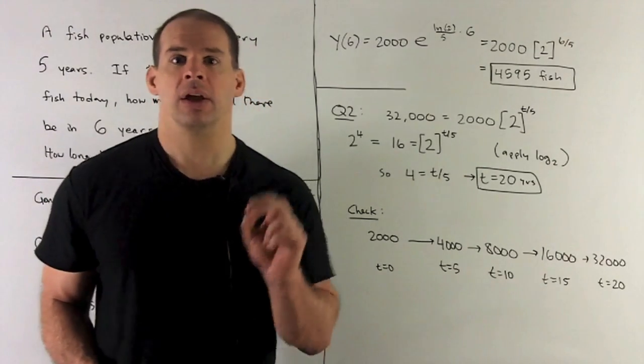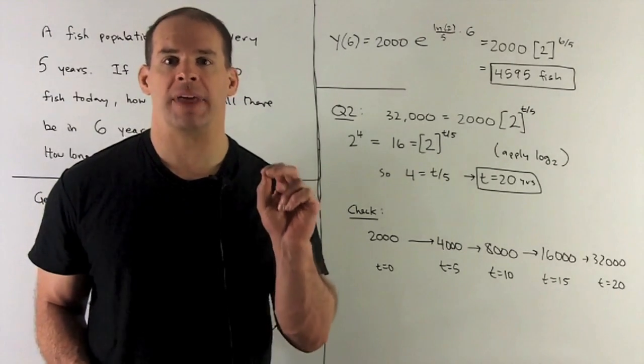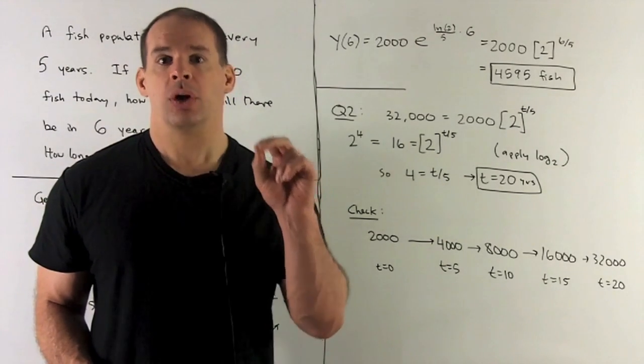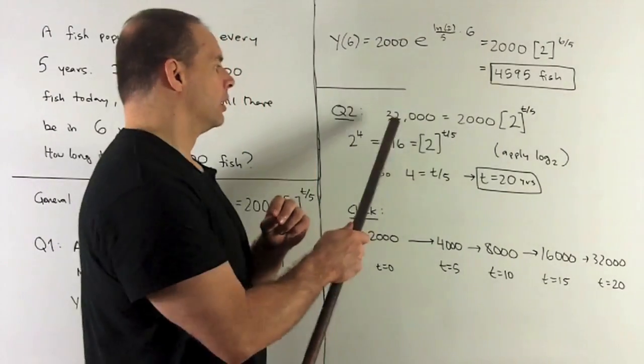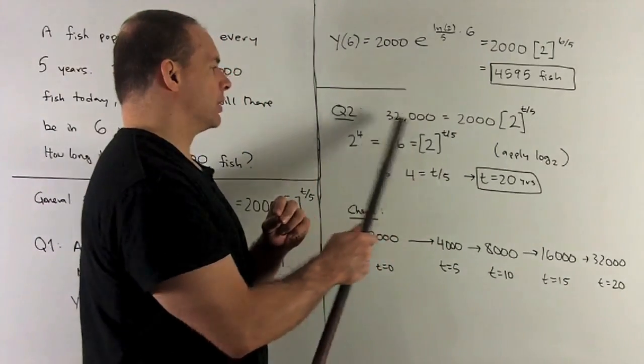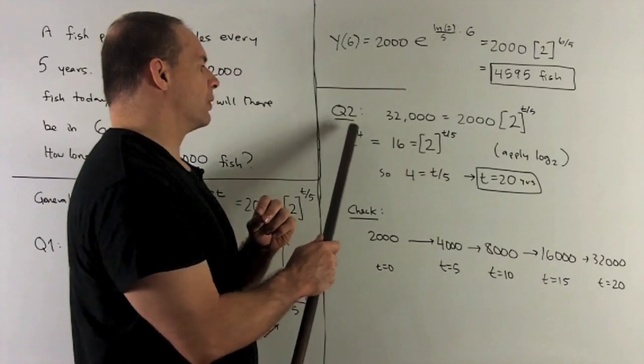How long will it take us to get to 32,000 fish? That's going to be 32,000 equals our equation, 2,000 times 2 raised to the t over 5. We'll divide both sides by 2,000. That'll give me a 16. You can rewrite that as 2 to the 4th power.